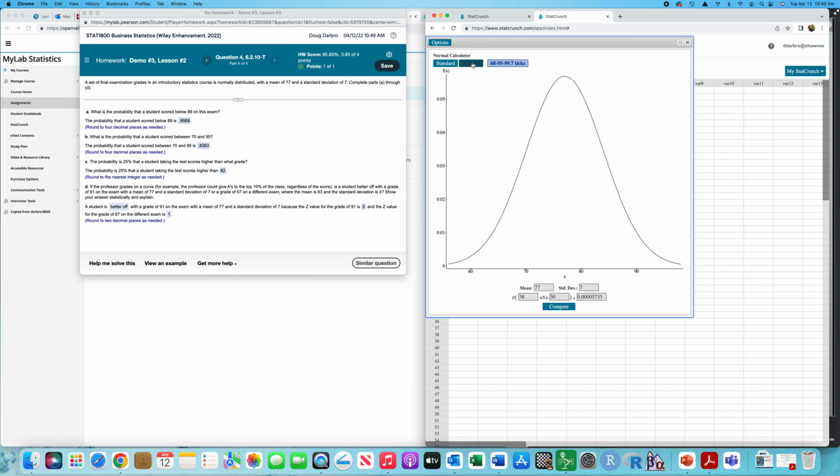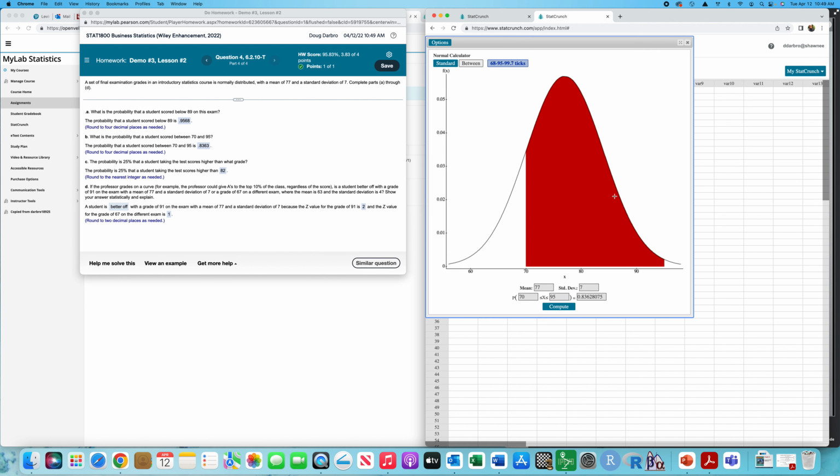What is the probability this student will score between 70 and 95? I'm going to go up and grab the between function and put in 70 and 95. So I get 0.8363.